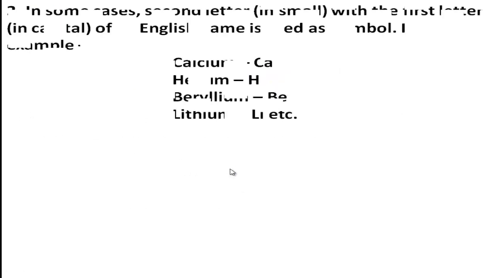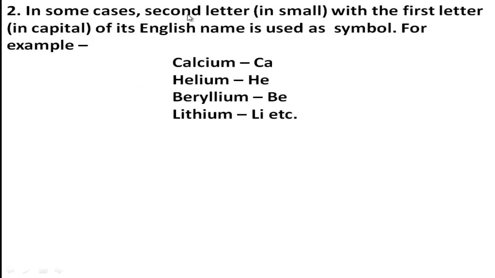So this is one type of rule by which symbol is taken. Now another rule is, in some cases the second letter in small with the first letter in capital of its English name is used as symbol. For example, calcium. Follow here, calcium, first two letters is what? Ca, first letter in capital and second letter in small. So in this way, first two letters are used as symbol. Calcium, helium, beryllium, lithium, etc. These symbols are actually used by taking first two letters of its English name.